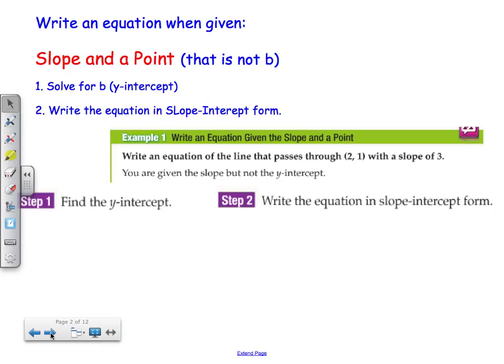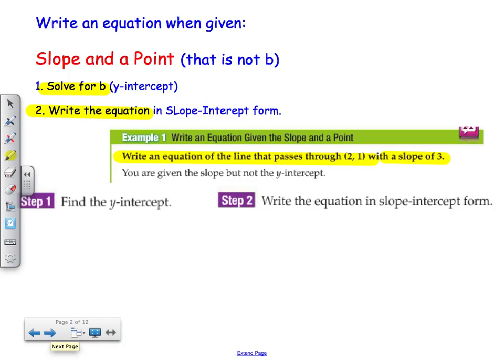All right, and here is an example. We have an equation that passes through the point (2, 1) and has a slope of 3. Our first step is to solve for b, the y-intercept. Then the second step, we'll write the equation. All right, let's try this.